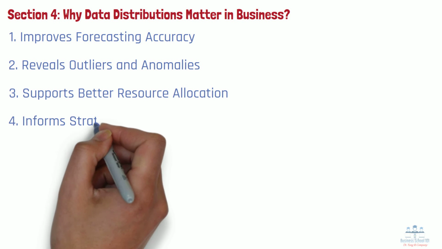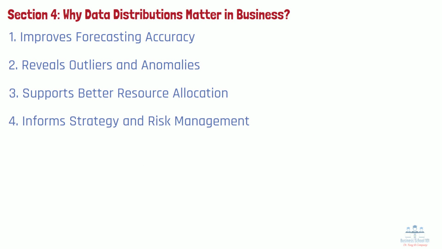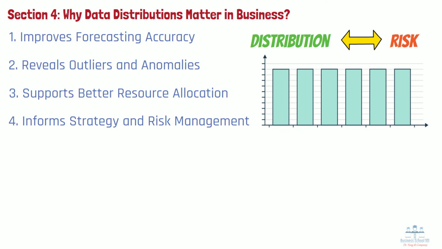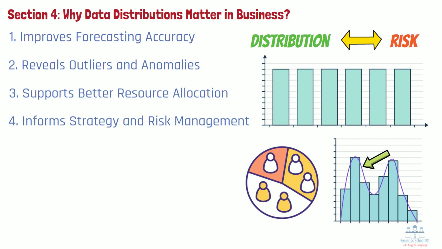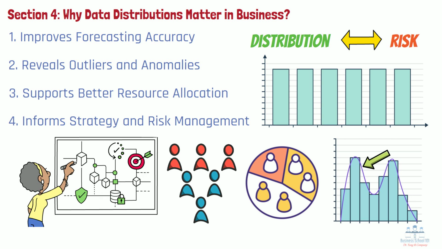Number 4. Informs strategy and risk management. Different distributions imply different risks. A uniform distribution may suggest consistent outcomes, but a skewed or bimodal one might indicate segmentation or volatility. For example, a bimodal traffic pattern on an e-commerce site could reveal two distinct user groups, prompting tailored marketing strategies.